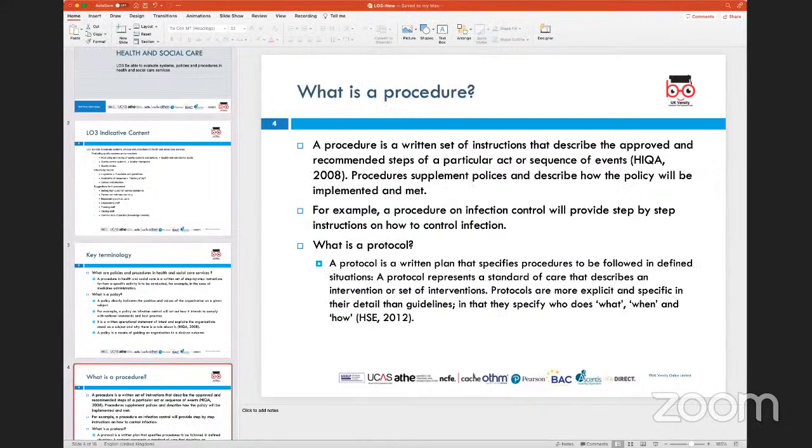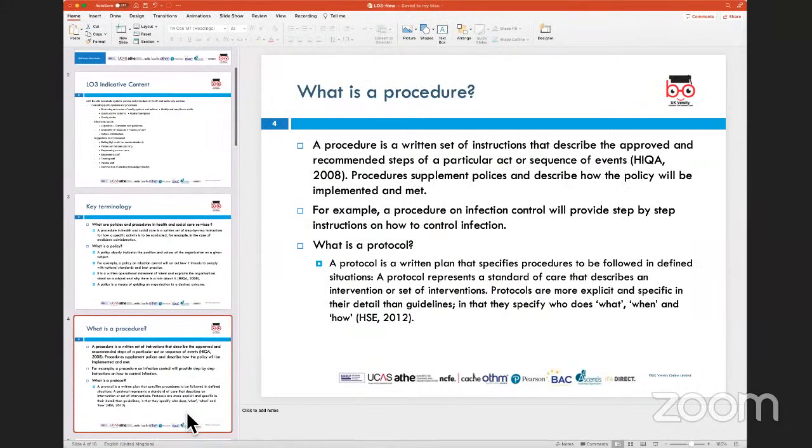Now, if we talk about procedure, so any questions, feel free to ask me. If there are any questions that you need to ask, please feel free, either through the chat route or by unmuting your microphone. Now, a procedure is a written set of instructions which is going to describe how you're going to carry out the process.